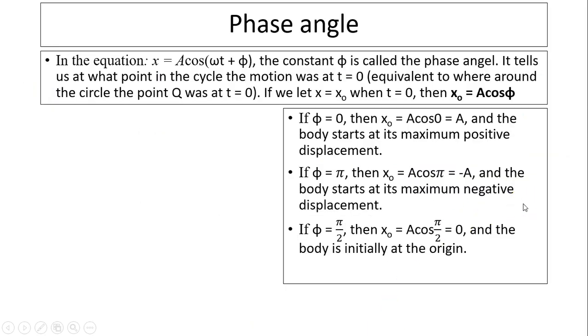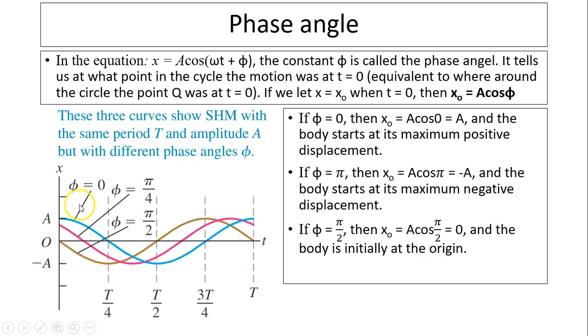Phase angle. In the equation x equals A cosine of omega t plus phi, the constant phi is called the phase angle. It tells us at what point in the cycle the motion was at t equals 0. It's equivalent to where around the circle point Q was at t equals 0. If we let x equal x naught when t equals 0, then x naught equals A times cosine phi.